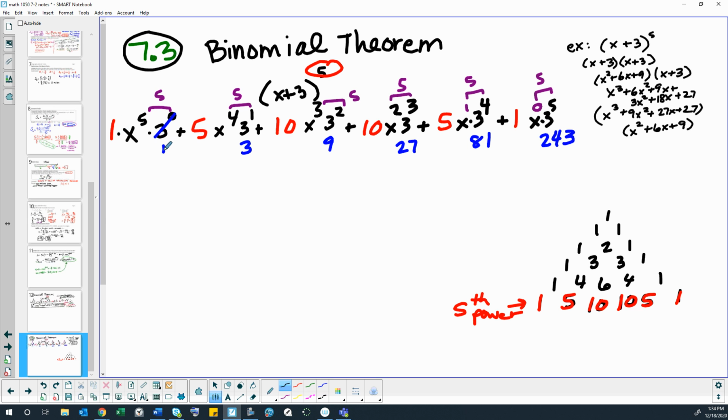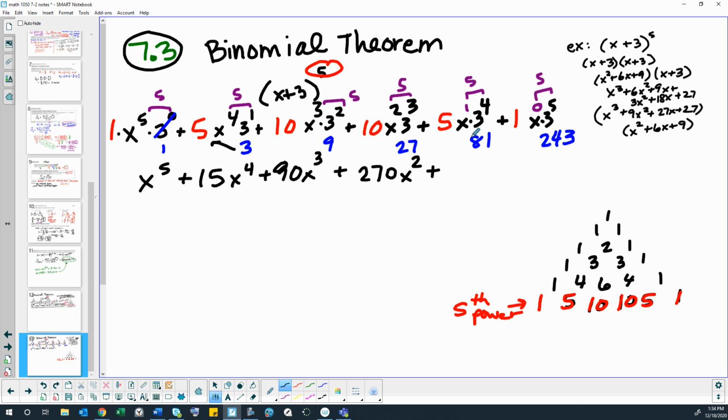So we have a 1 times an x to the fifth times a 1. That just gives us plain old x to the fifth. Next we have 3 times 5 times x to the fourth. So that's 15x to the fourth. Next we have 9 times 10 times x to the third. So the 9 is this 3 squared, right? I rewrote it down there. So 9 times 10 is 90, and then x to the third. And then next we have 10 times 27, so 270. That's instead of that 3 to the third, because that's 27.